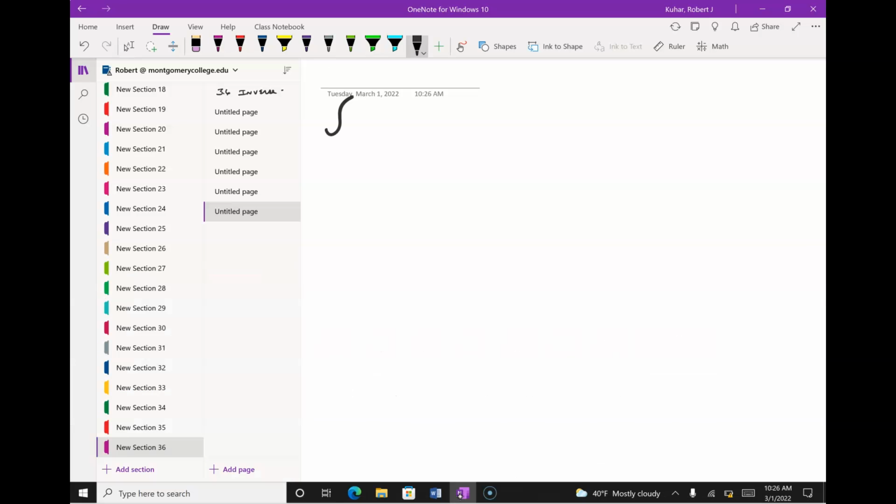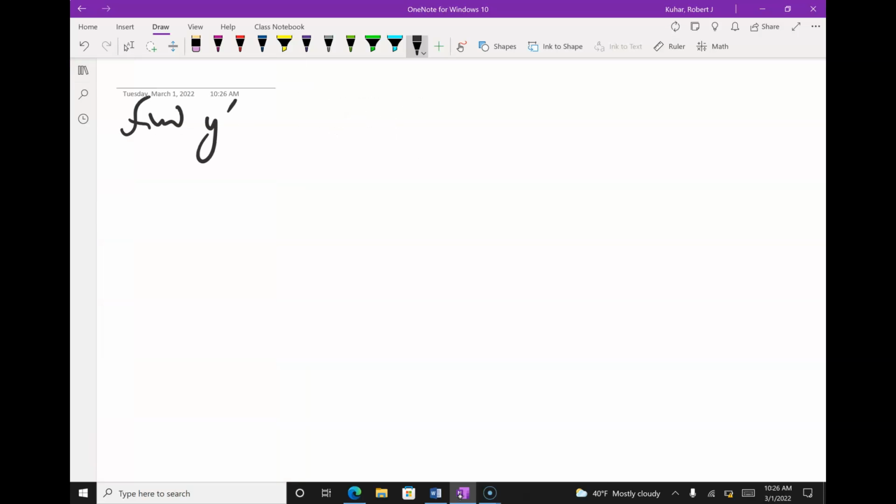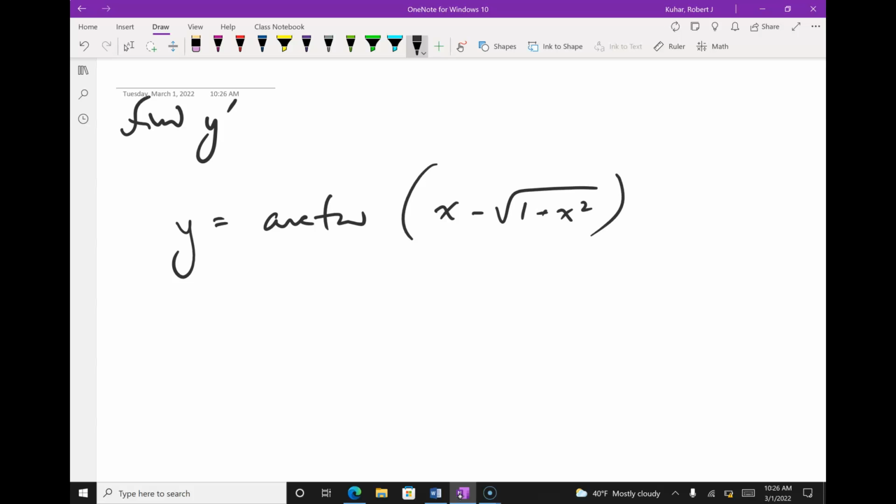So I want to find y prime if y equals the arctan of x minus square root of 1 plus x squared. Nasty. So you can see I've got a pretty nasty function inside of the arctan, right? So I know that u is x minus the square root of 1 plus x squared.